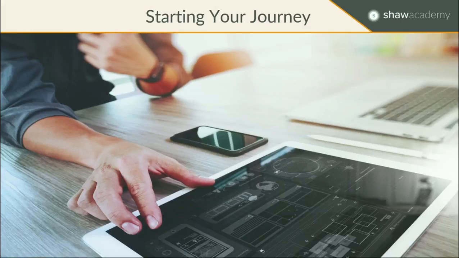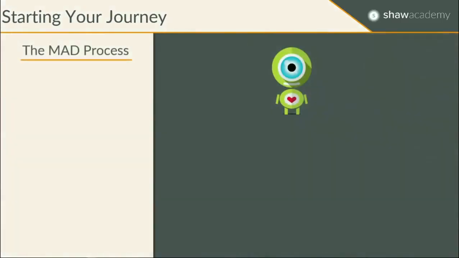Fantastic. So let's talk about the MAD process, the mobile app development process. Because if you boil it down to a fundamental level, all development involves is creating something that solves a problem. Now, it doesn't have to be an earth-shattering problem, but even a to-do list helps someone organize themselves better. So all development involves is creating something that solves a problem.